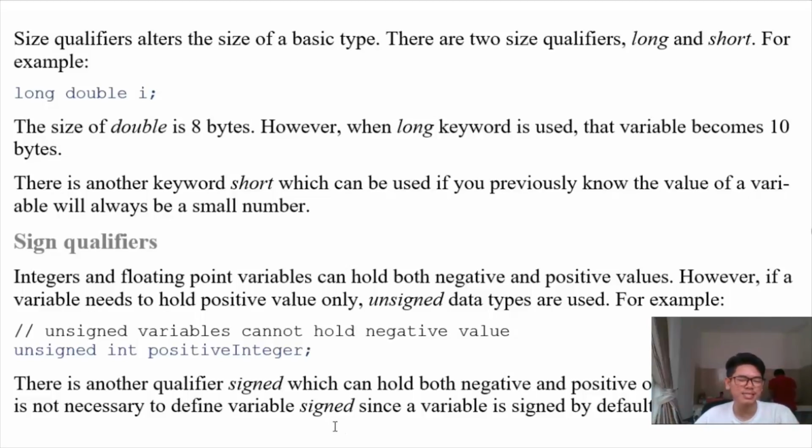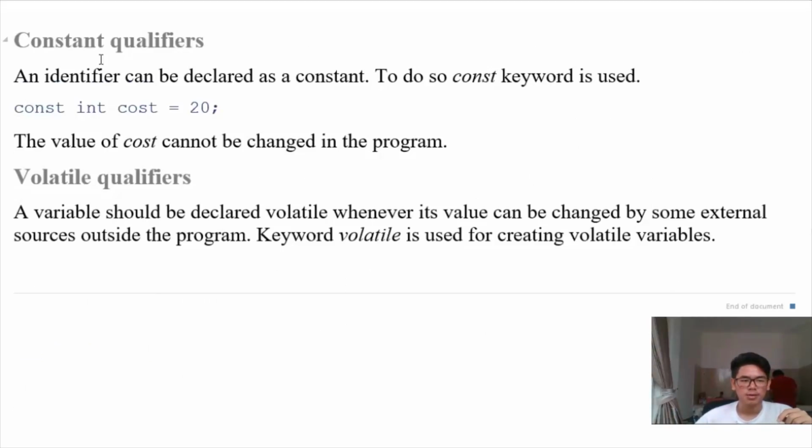You have the constant qualifier. An identifier can be declared as constant. To do so, the const keyword is used. So this const is assigned 20, and it is a constant.